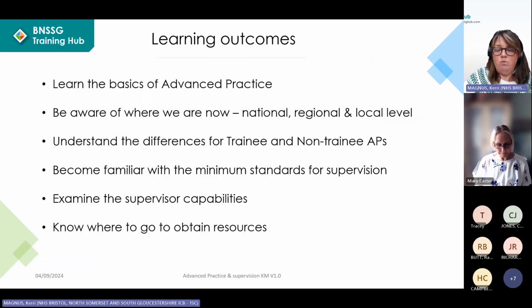What I want you to sort of get out of this session is to basically learn the basics of advanced practice, be aware of where we are now from a national, regional, and sort of local level, understand the differences for trainees and non-trainee advanced practitioners, be familiar with those minimum standards for supervision and examine those supervisor capabilities. And obviously just know where you can go to get those resources.